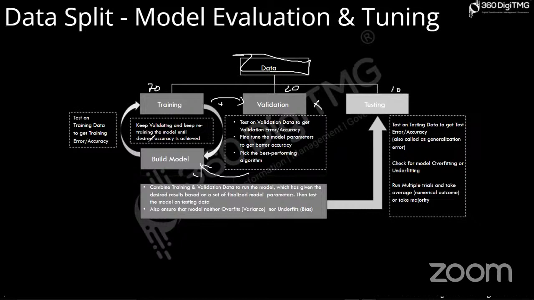Once validation is happening correctly, we can go for the testing phase. Whatever results we are getting in this testing phase, maybe it may be prediction or error, whatever we are getting, these are known as generalization error or generalization prediction.